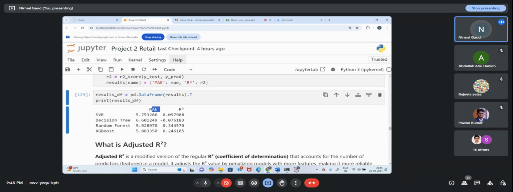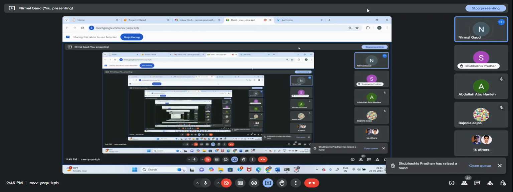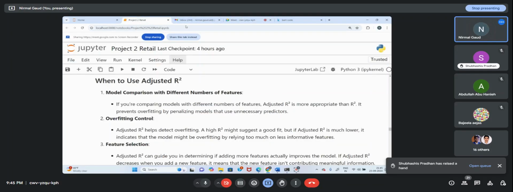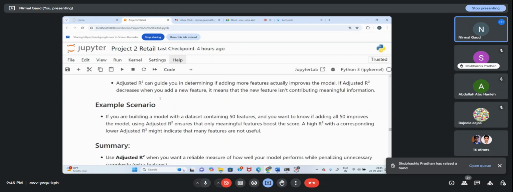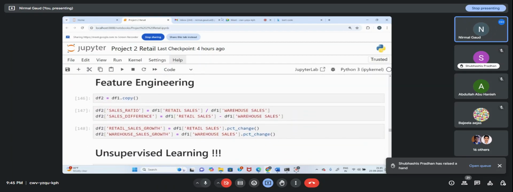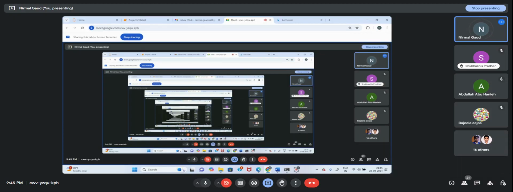So these are the regression algorithms I have used. Any doubt, please let me know. Yes, Subhashish.